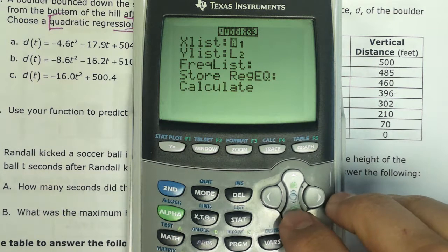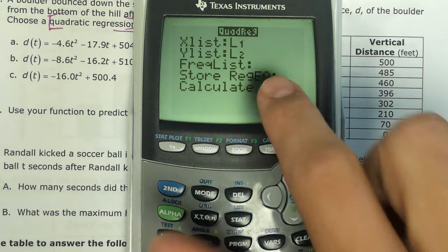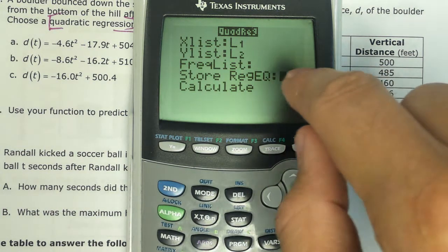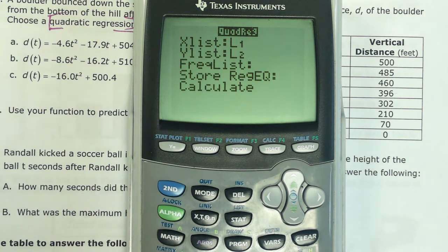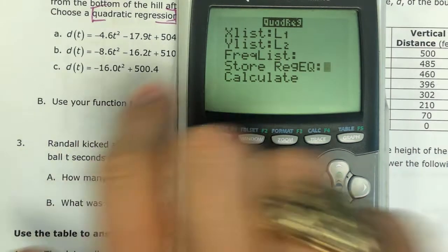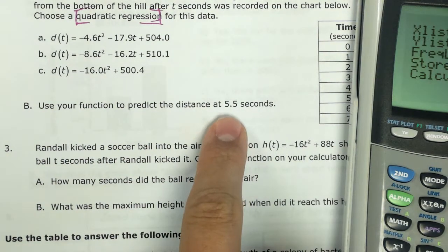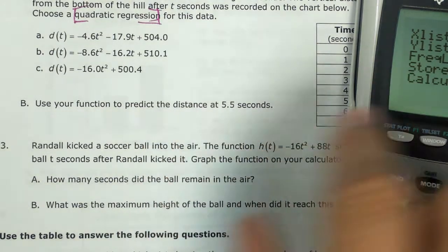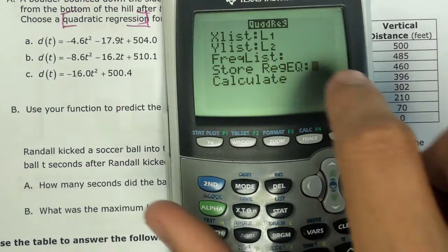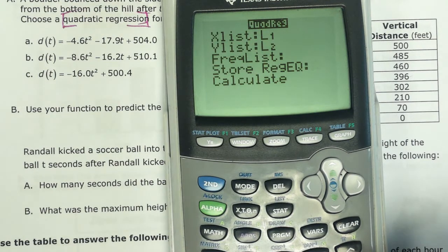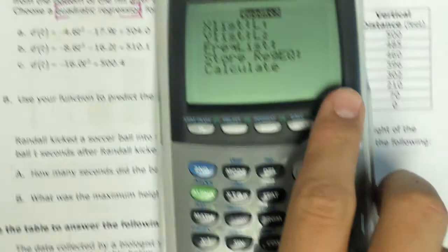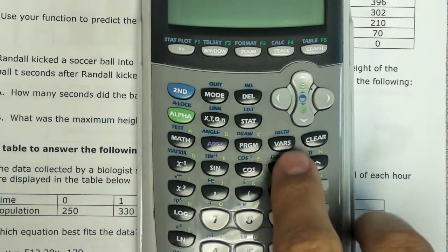As I go all the way down here, I like to store my equation in the calculator, because in part B of this problem we're going to use this equation to predict what's going to happen at 5.5 seconds. So if we're going to use this equation to predict things in the future, I always like to store it in here like this. If I store it in here, I don't have to put it in later. To store it in here, we're going to press this vars key.